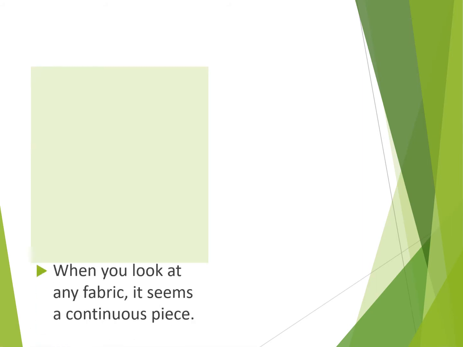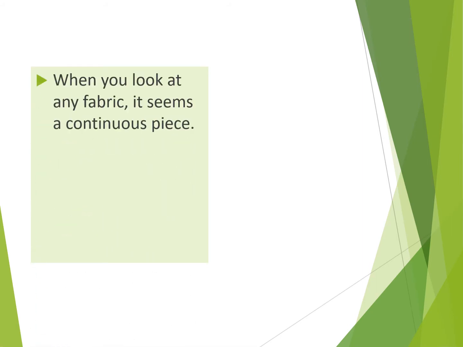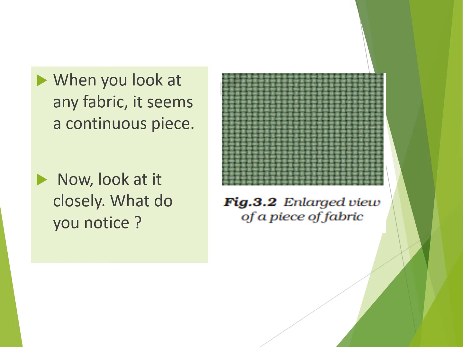So students, when you look at any fabric or any piece of cloth material, it seems to us like a continuous piece. But is it really a continuous piece? When we look at it closely, no. There are various lines or threads inside the fabric if we look closely. So what are they?